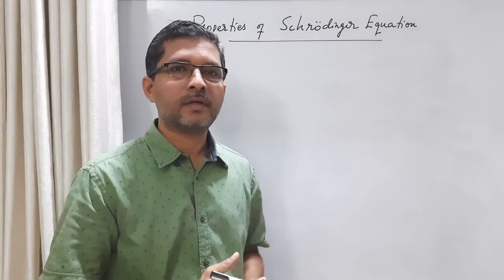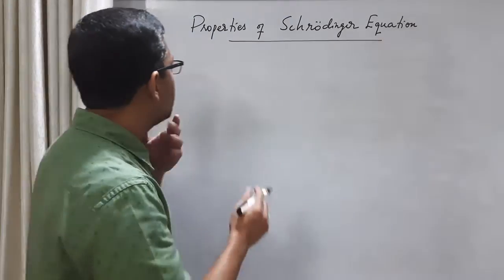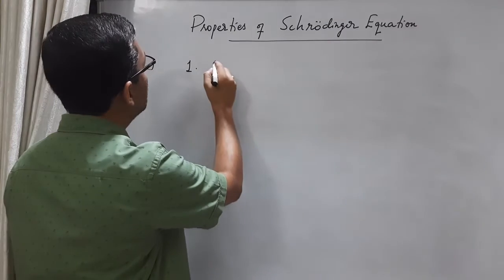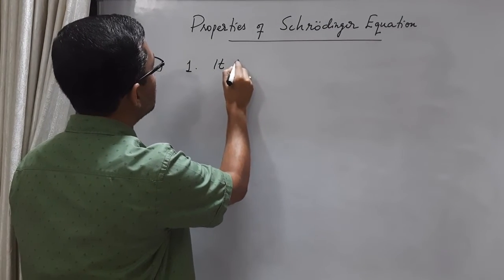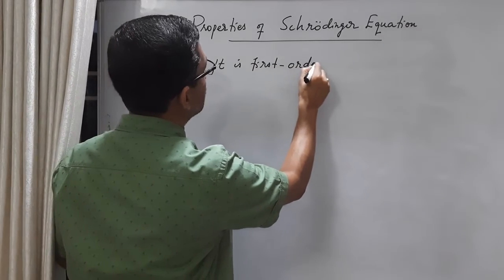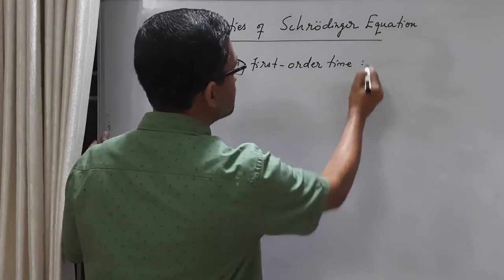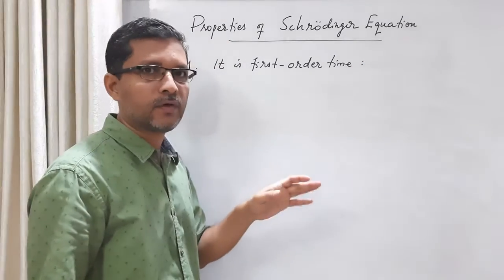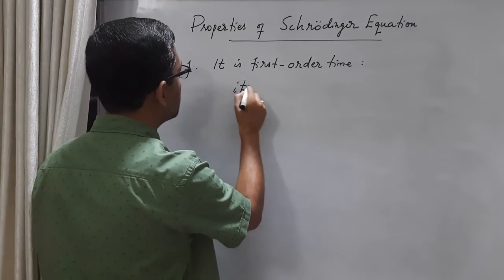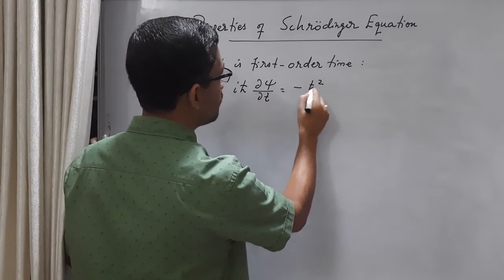Let us briefly consider the properties of the Schrodinger equation. We will discuss three main properties. The first one is that it is first order in time. In this sense, the Schrodinger equation is different from other wave equations. This is our Schrodinger equation. Let us consider the one-dimensional case.